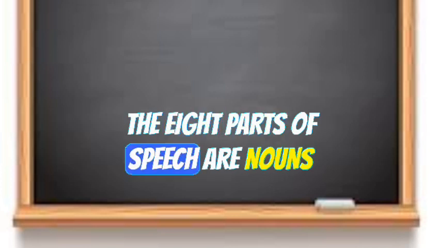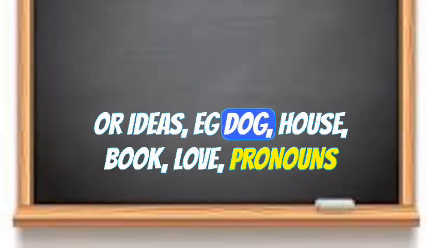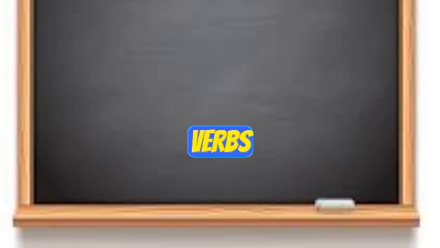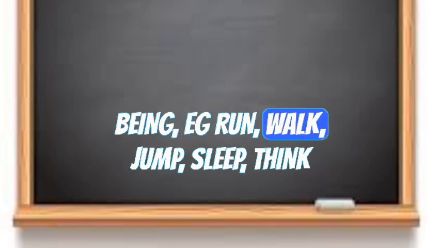The 8 parts of speech are nouns, words that name people, places, things, or ideas, e.g., dog, house, book, love. Pronouns, words that take the place of nouns, e.g., he, she, it, they, we. Verbs, words that describe actions or states of being, e.g., run, walk, jump, sleep, think.